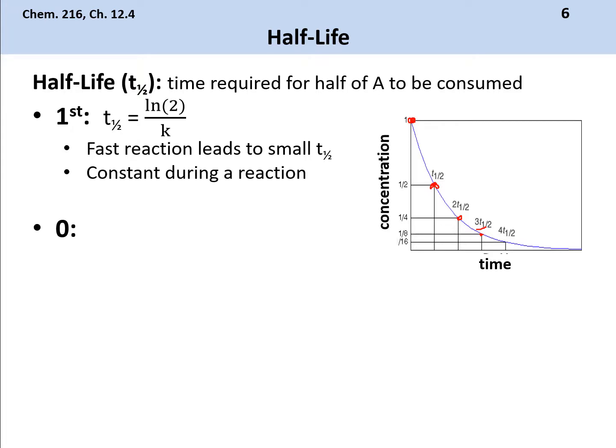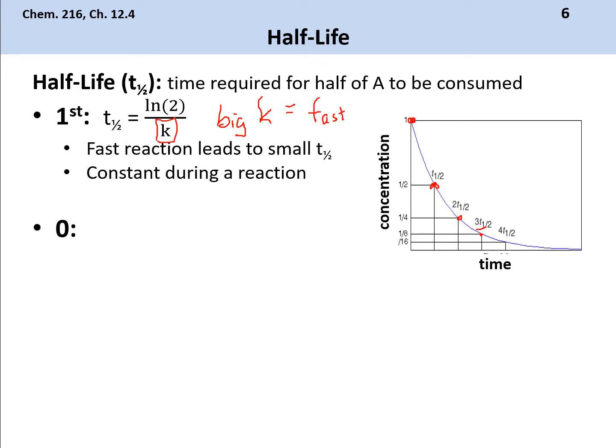Now, also look at it. k is on the bottom, and k tells us about the rate, right? So a big k means it's a fast reaction. And seeing that k is on the bottom here, that leads to a small half-life, right? So the faster the reaction, the smaller the half-life.